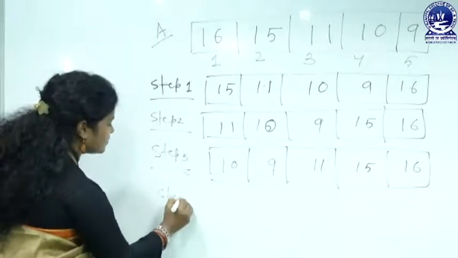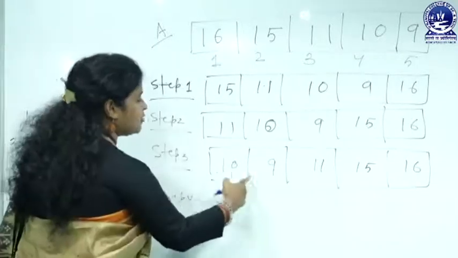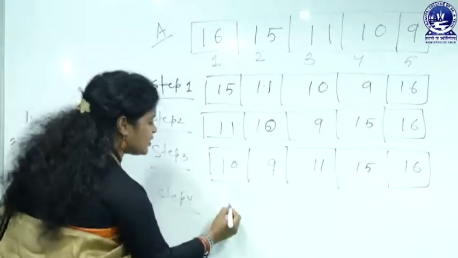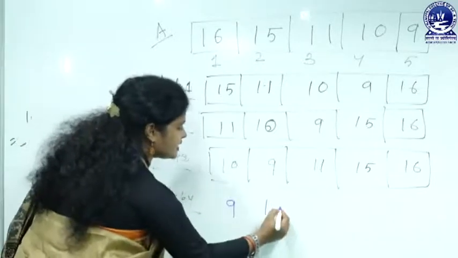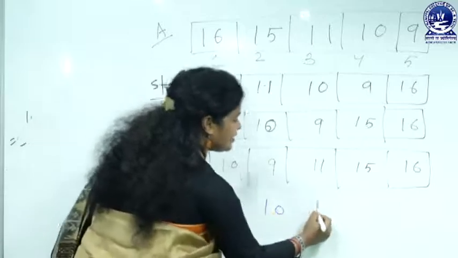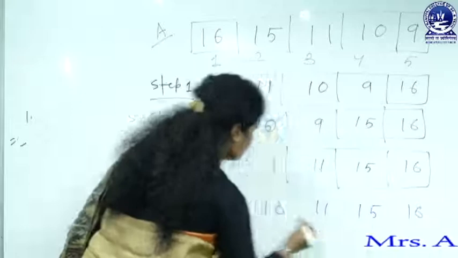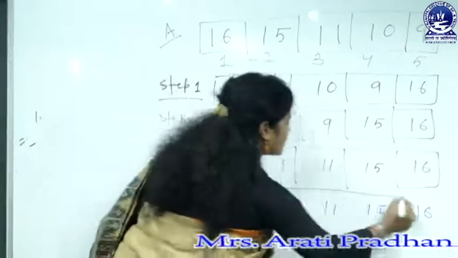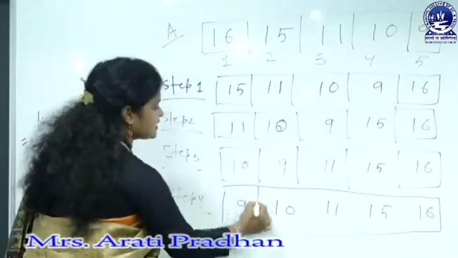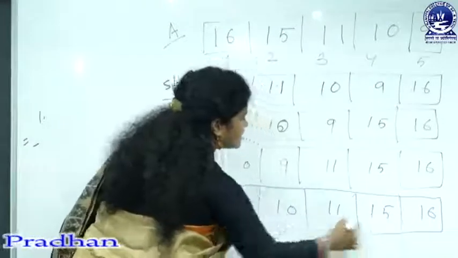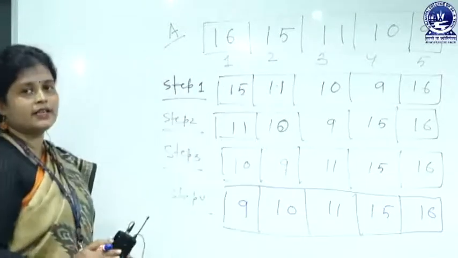Then step 4. Now we will compare these two consecutive elements, 9 will be placed here, then 10, 10 with 11, all these are in proper position. So, there will be no more swapping. At step 4, we will get this output, which is already in totally sorted order.